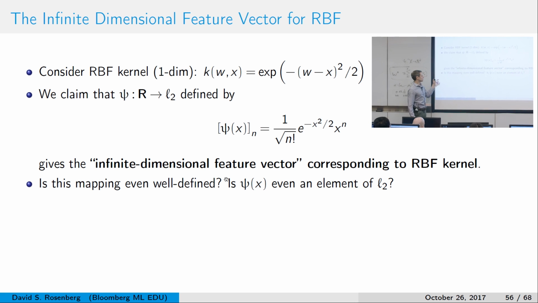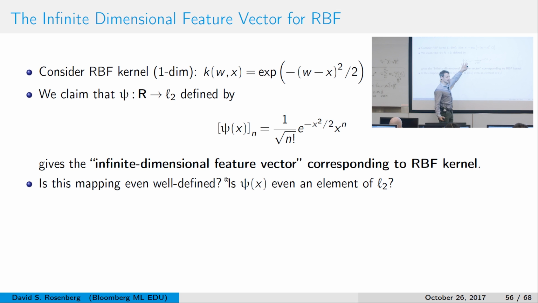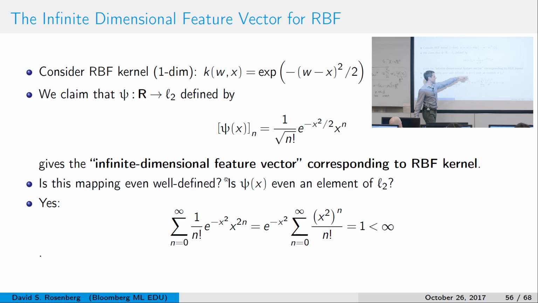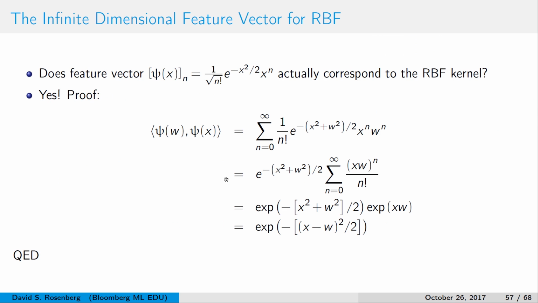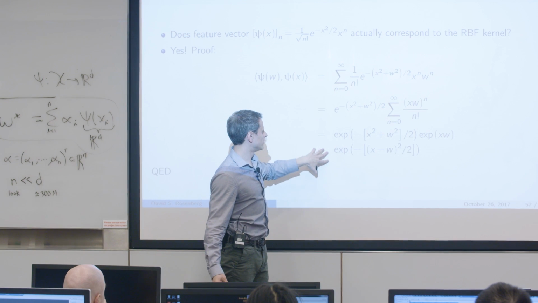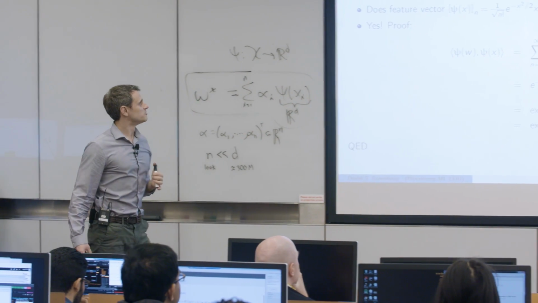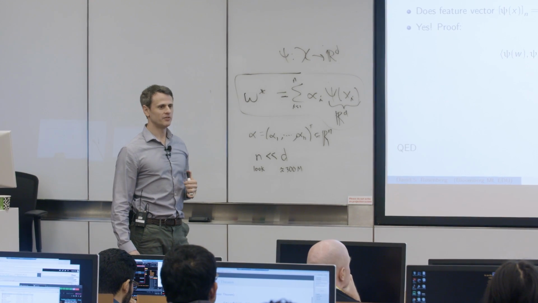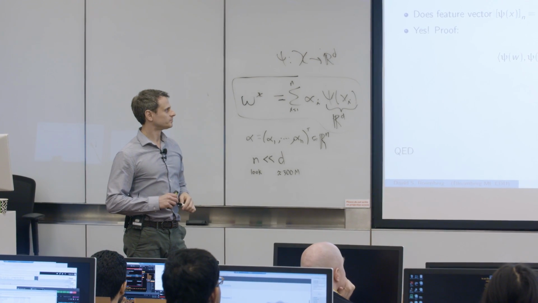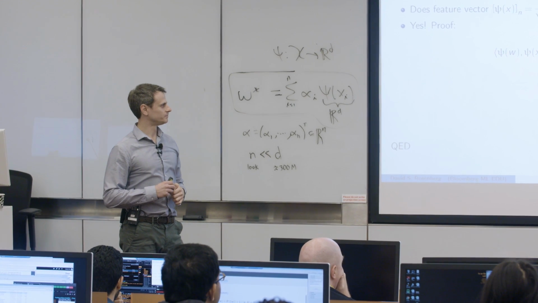To be careful, you need to check that this is well defined. So does this even define an infinite sequence in L2? Yes, you can show fairly easily that this thing has a finite sum, which you need. And then just by working out the inner product of these two infinite sequences, you can arrive back at the kernel. And that proves that we have found a feature vector representation of our Gaussian kernel.